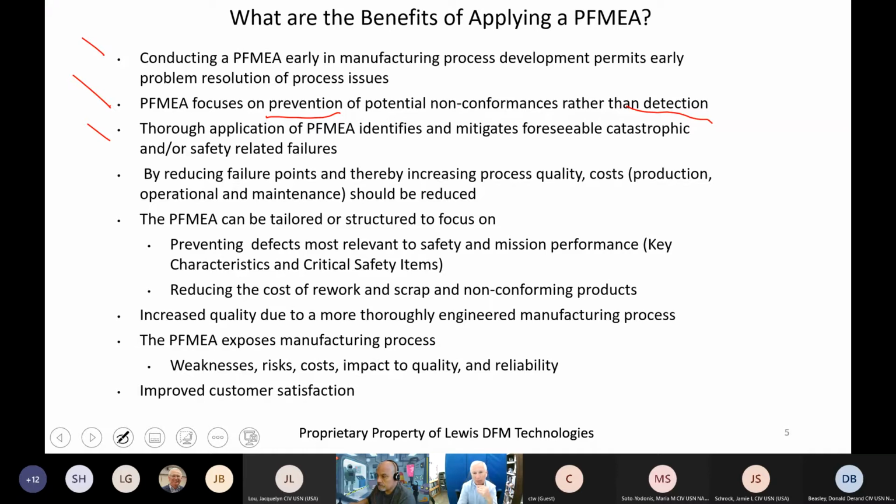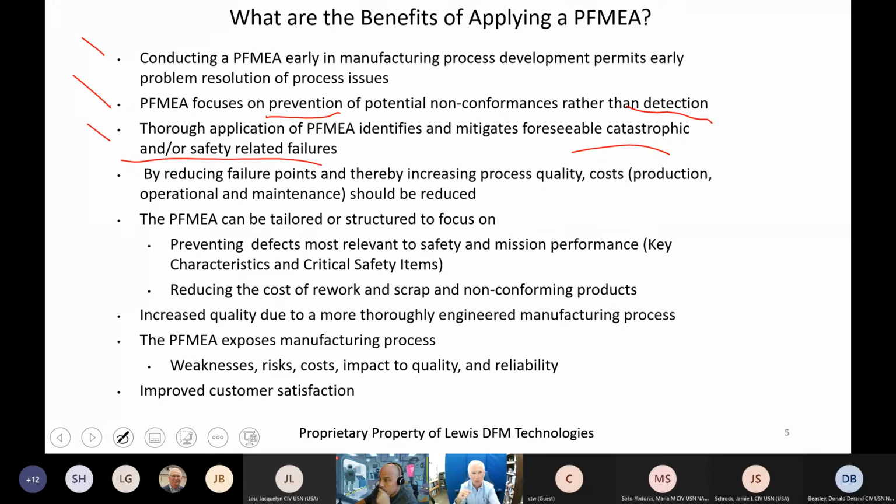So we're making sure that we don't have any kind of safety related or catastrophic failures in the process and in functional use. Okay, I want to keep driving that point home. We are not looking only at process issues. We're looking at functional safety related issues as well.